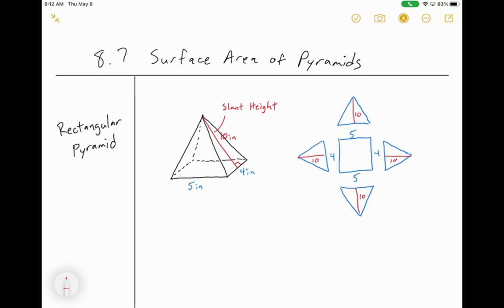Okay, so now let's just find the area of all the pieces, right? Let's start with the rectangle. The rectangle, that one's a really simple one. You hopefully don't need your calculator for that. It's just 5 by 4. Yeah, 5 by 4, which is 20.